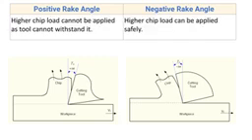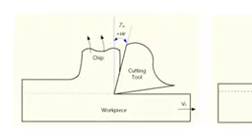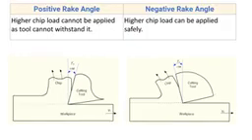Next difference: higher chip load cannot be applied as the tool cannot withstand it. As I have already discussed, there is very little material at the tool tip, so you cannot use this cutting tool for higher feed, because if you increase the feed there will be more cutting forces and more reaction, because your workpiece also acts with a force on the tool tip, and as there is very little material at the tool tip, it may break. So higher chip load cannot be applied as the tool cannot withstand it.